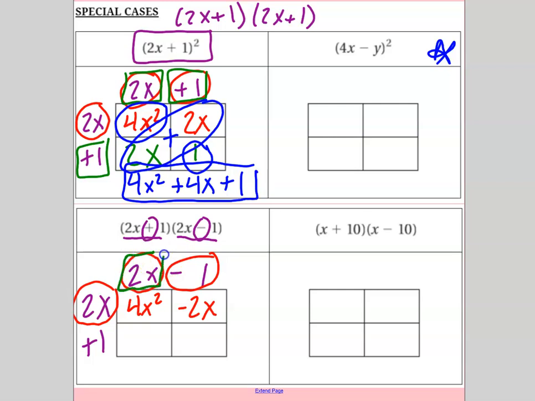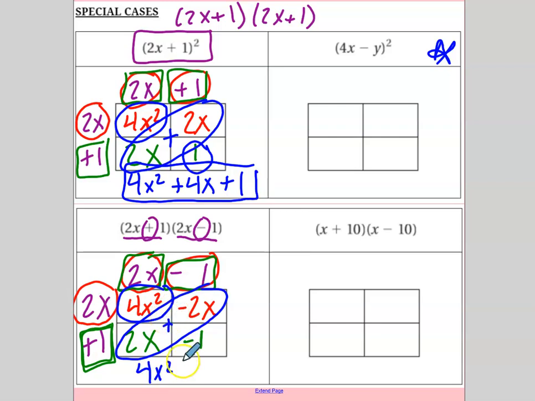Then we do top times the bottom. I'm sorry, 2x times positive 1 is 2x. And then negative 1 times positive 1 is negative 1. Add up your like terms. We have 4x squared. 2x plus negative 2x is 0x, so those go away, and then we just have the minus 1.